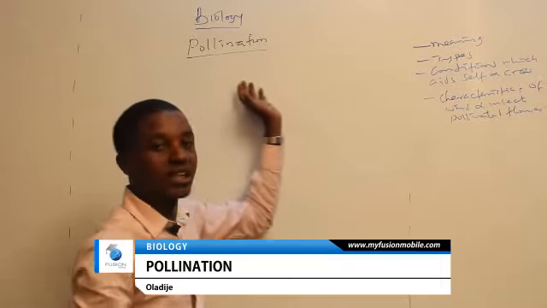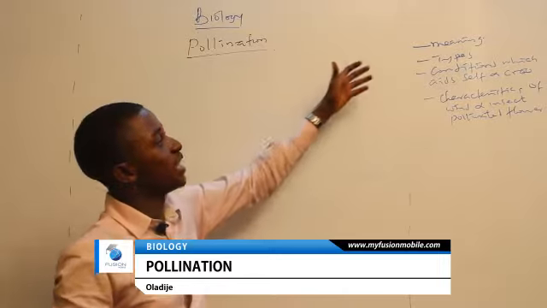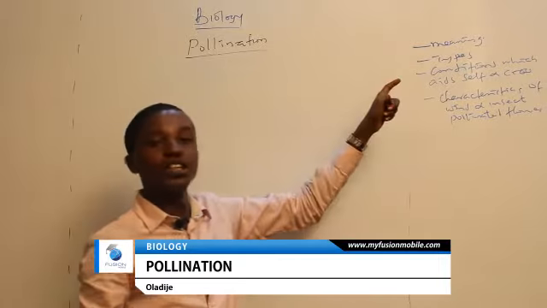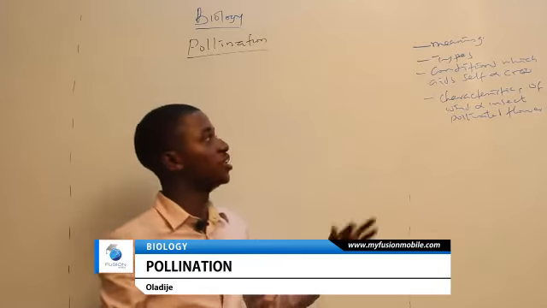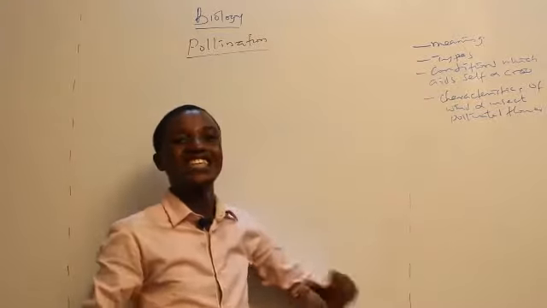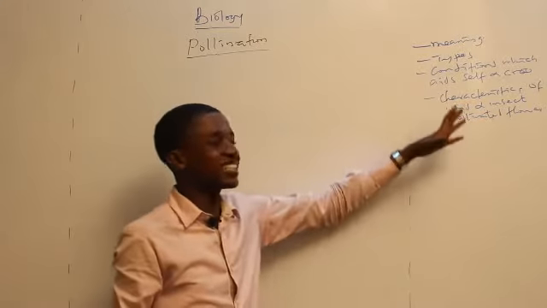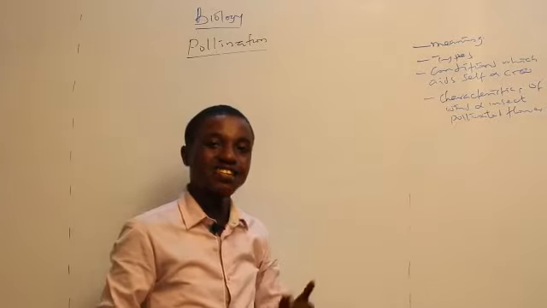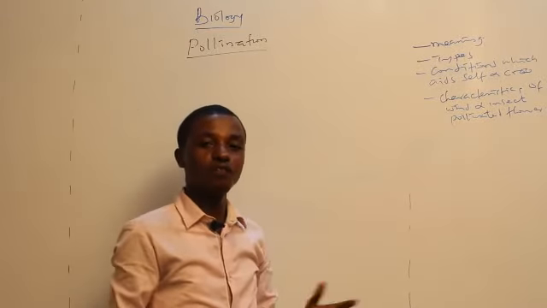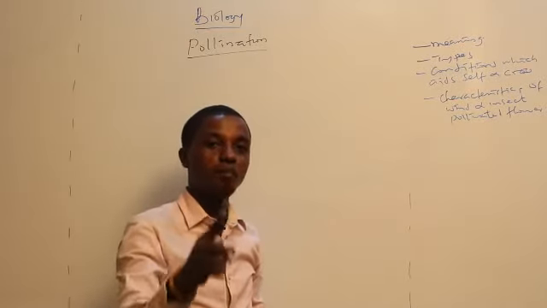Okay, so basically we'll be looking at pollination, and we'll also be looking at the following outlines: the meaning of pollination, the types of pollination, the conditions which aid the types of pollination, and the characteristics of wind and insect pollinated flowers. So the first question is this: what is pollination?